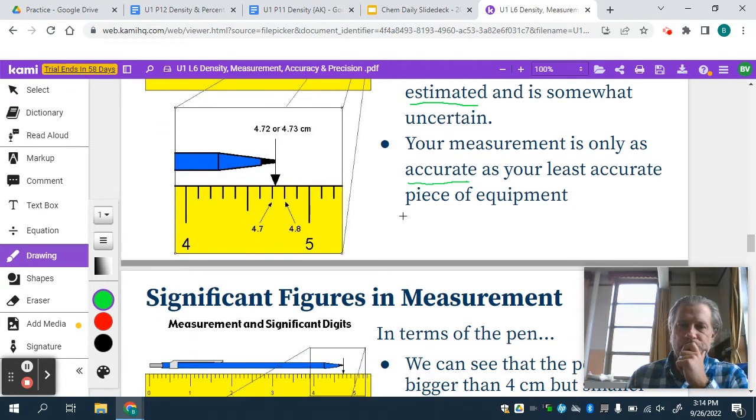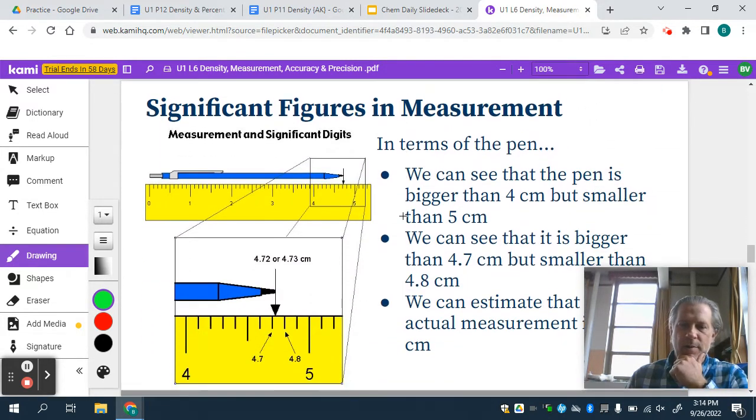So you have this diagram in your note sheet, and I want to take a little time to talk about how we measure things in science. Here I have a picture of a pen, lined up with a ruler, and the ruler is in centimeters. By simply looking at it, I can tell this pen is bigger than 4 centimeters, but not as big as 5 centimeters. So I know it's bigger than 4 and it's not 5, so it's got to be 4 point something.